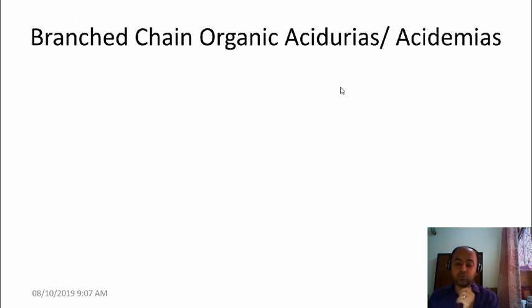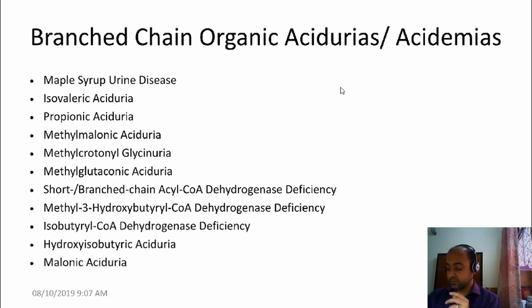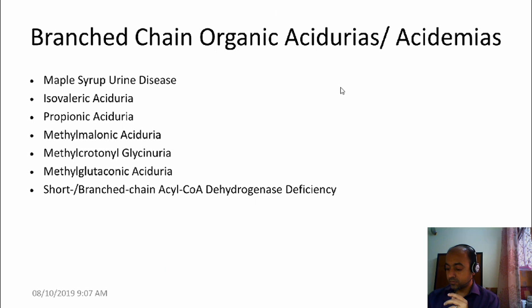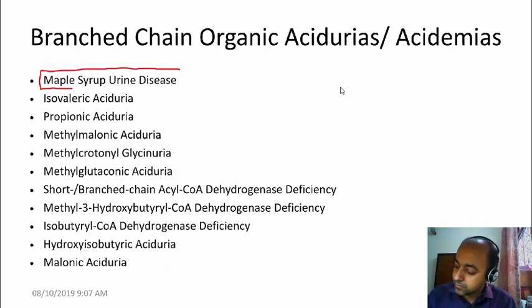Now, what you have to remember here, two things. Number one, all the names in this list are related to defective fatty acid metabolism except one. That name is maple syrup urine disease, which is due to the defective metabolism of an amino acid. All right, so we'll take a look at maple syrup urine disease.